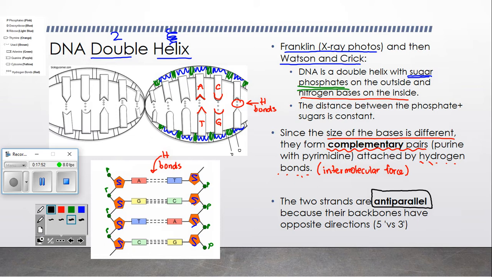When we say the two strands are anti-parallel, it's because their backbones, so the part that's made up of sugar and phosphate, have opposite directions, 5' versus 3'. So what we're saying is, essentially, the way the sugar and phosphate are oriented is backwards. If you look at this picture, it does a good job of showing it. On this side, see how the sugar is like pointed upwards, and on the other side, it's pointed downwards? That's how we know which way things are going. I'm just going to pause here.